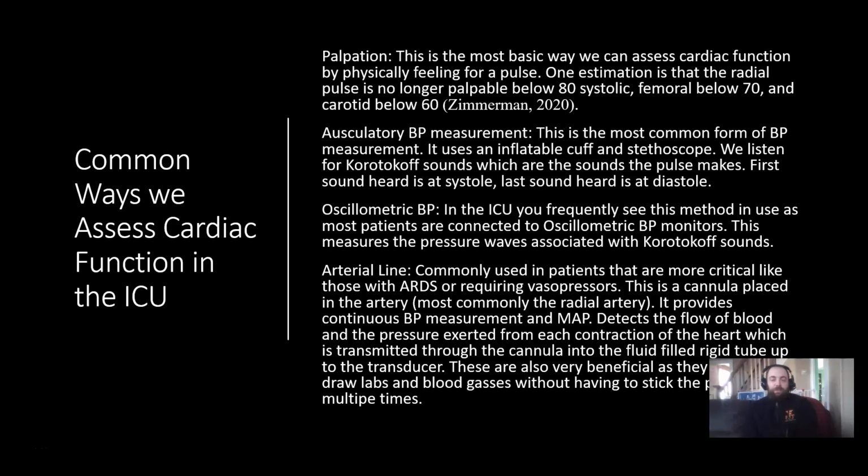This is commonly used in patients that are more critical, like those with ARDS receiving mechanical ventilation or those requiring vasopressors. So this is a cannula that's placed in the artery, most commonly in the radial artery. It provides continuous blood pressure measurement and mean arterial pressures. It detects the blood flow and the pressure exerted from each contraction of the heart, which is transmitted through the cannula into a fluid-filled rigid tube up to the transducer.